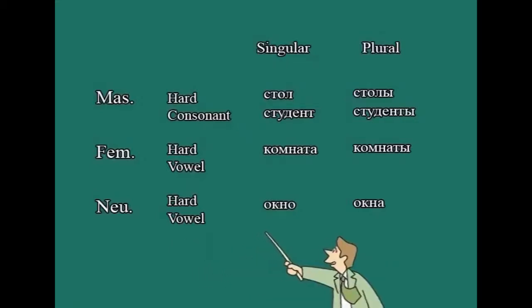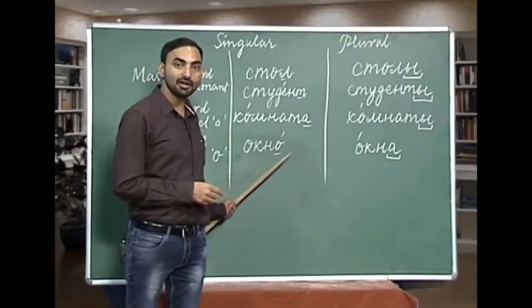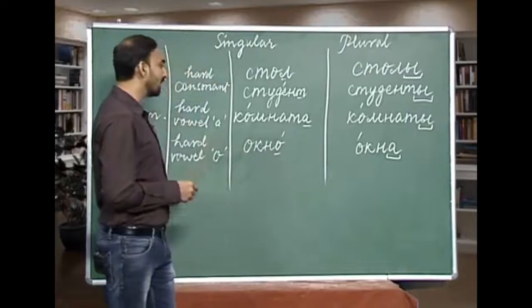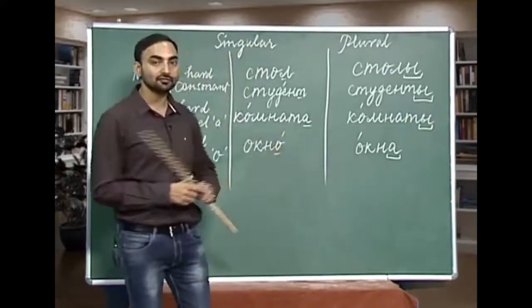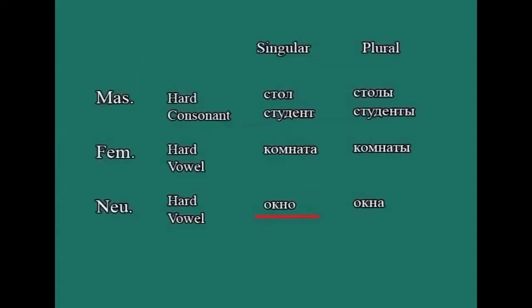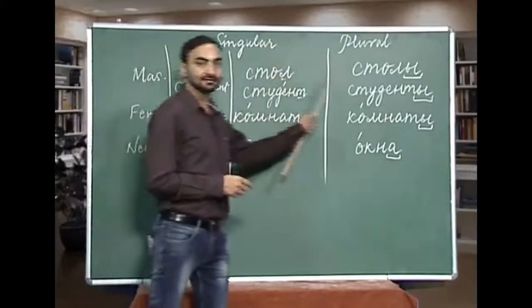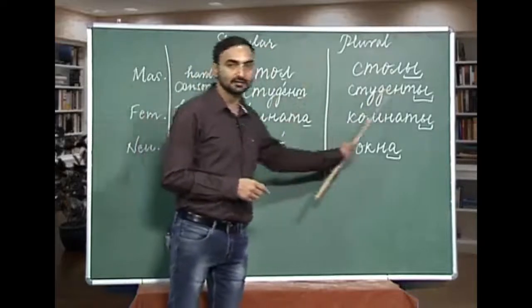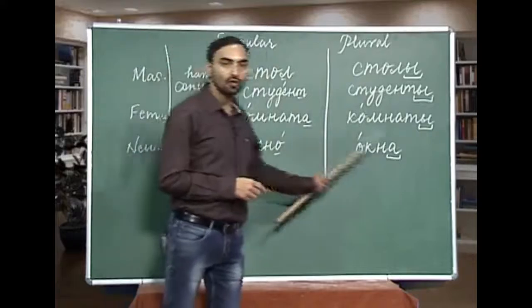Okay, the next I have written some neuter gender nouns with hard vowel о. For example, окно. Окно is window. Окно ends with the hard vowel о. That is why it is a neuter gender noun. So, what will be the plural of окно? With neuter gender nouns, what we do is we replace о, which is the ending, with hard vowel а. So, plural of окно, window, will be окна, which is windows. So, let us repeat them once again. Стол, столы, студент, студенты, комната, комнаты, окно, окна.